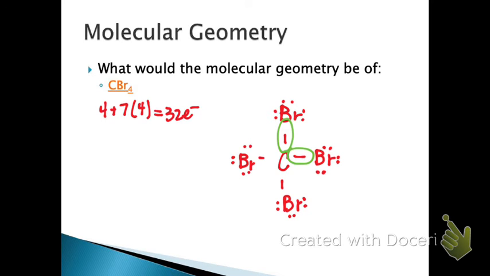Now tell me, how many total domains do we have here? 4. 1, 2, 3, 4. We don't have any lone pairs. So we go down to 4 domains, no lone pairs. What's the shape? Tetrahedral. Okay, let's talk about this first.